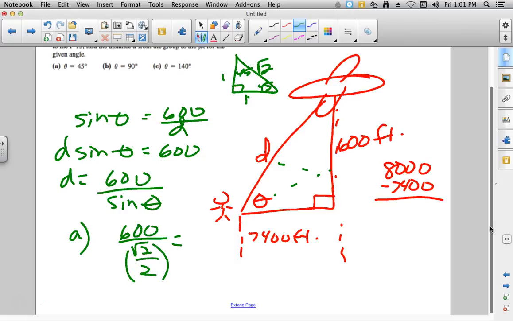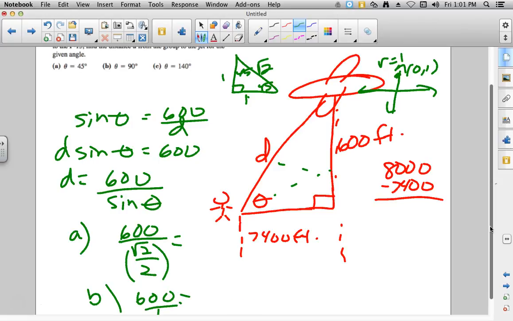And punch that in. And for the quadrantal angle of 90, some good practice would be to remember that this is (0, 1), and r is 1. So the sine of 90 degrees is going to be y over r, which will be 1 over 1, and that will be a 1. So for B, we will have 600 divided by 1, which is, of course, just 600 feet.